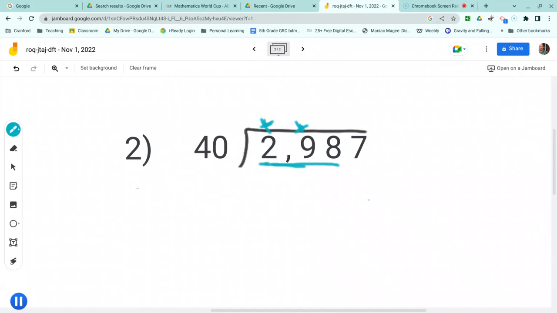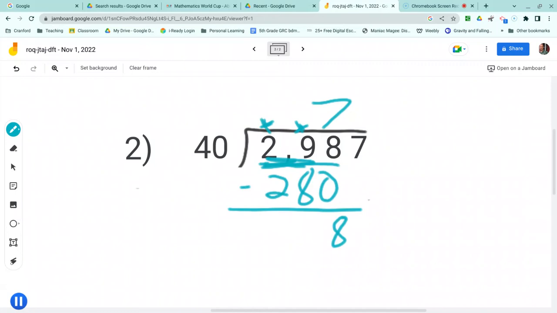So I have to go all the way to 298 in order to get that. So what times 40 is going to give me close to 298? Well, I know by looking at my first two numbers, it's probably going to be 7. 7 times 40 is 280. I can subtract that, 8 and 18.